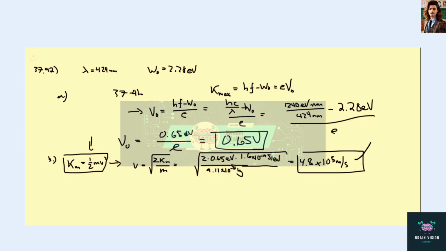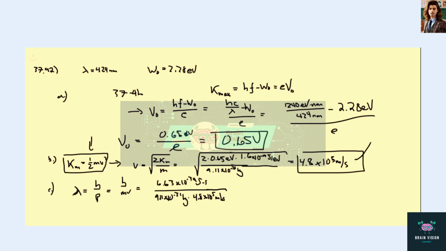Awesome. So lastly, we have part C. It says, what is the de Broglie wavelength of these electrons? Well, lambda here, the de Broglie wavelength, is just h over p, which is h over mv. So we can plug that in: 6.63 times 10 to the negative 34 joule seconds over 9.11 times 10 to the negative 31 kilograms times 4.8 times 10 to the 5 meters per second.